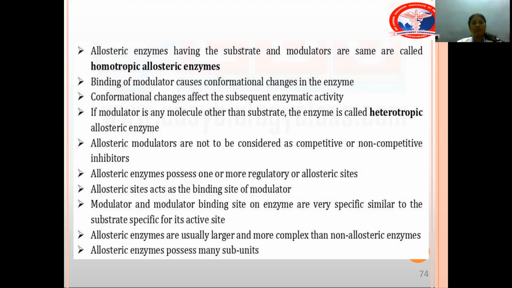Allosteric enzymes possess one or more regulatory allosteric sites. Allosteric sites are the sites where the modulator or allosteric effector will come and bind. Similar to substrates, the modulator and modulatory binding site on the enzyme are complementary to each other and very specific, similar to the substrate and the substrate binding site or active site of the enzyme. Most allosteric enzymes are usually larger and more complex than non-allosteric enzymes. Hence, they possess multiple subunits.